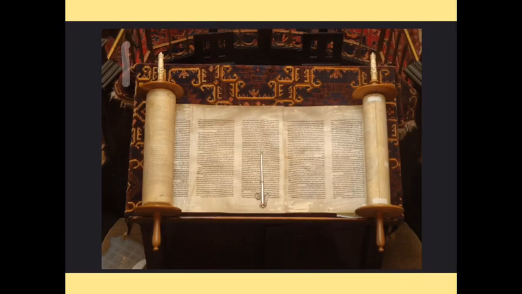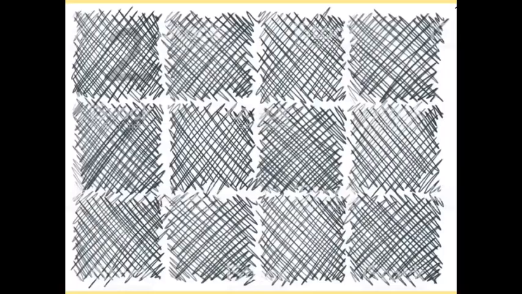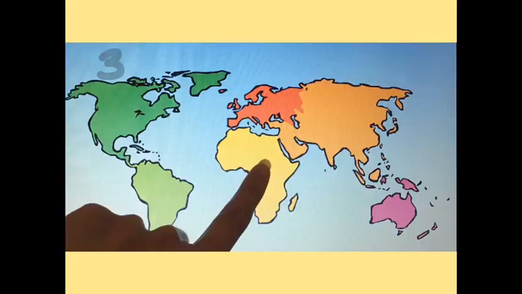Question 1. What is this Jewish artifact called? Question 2. Which sketching technique can be seen in this image? Question 3. Which continent is being pointed to?